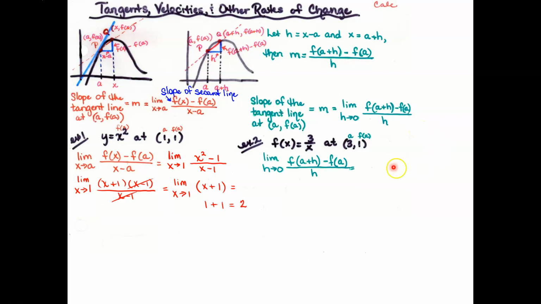All right, so what was that we just found? Well, that was the slope. So now we have a point and a slope, and we can create the equation of the line.